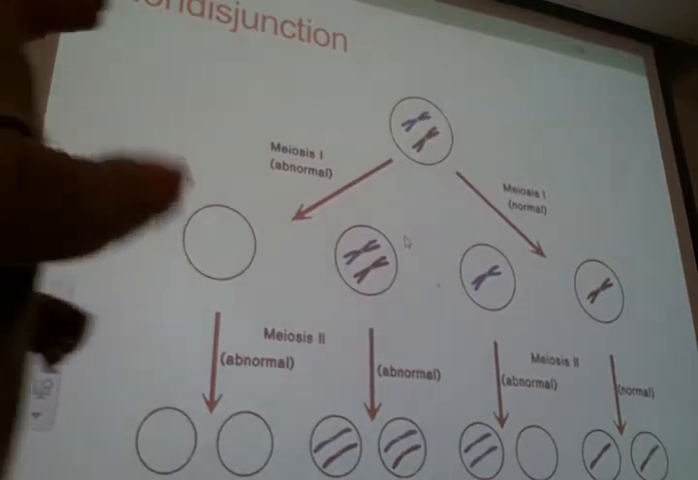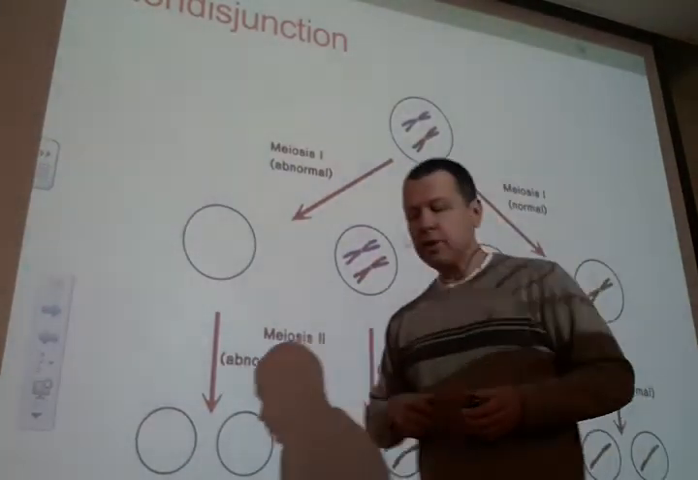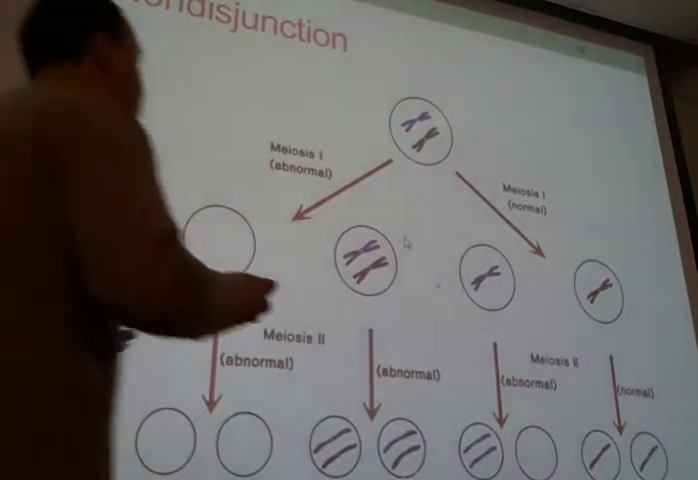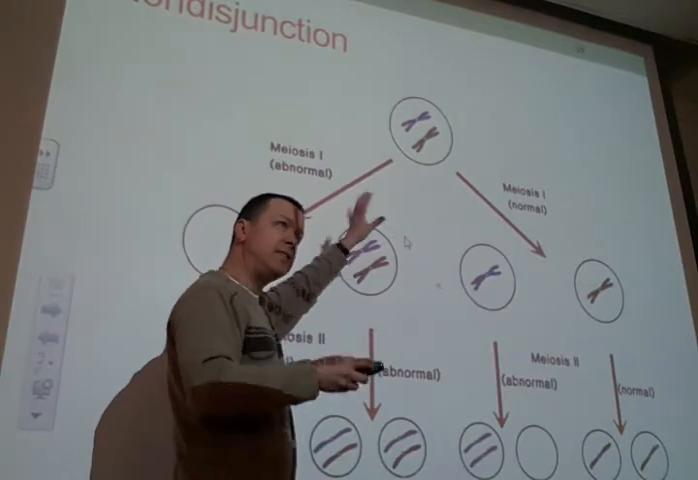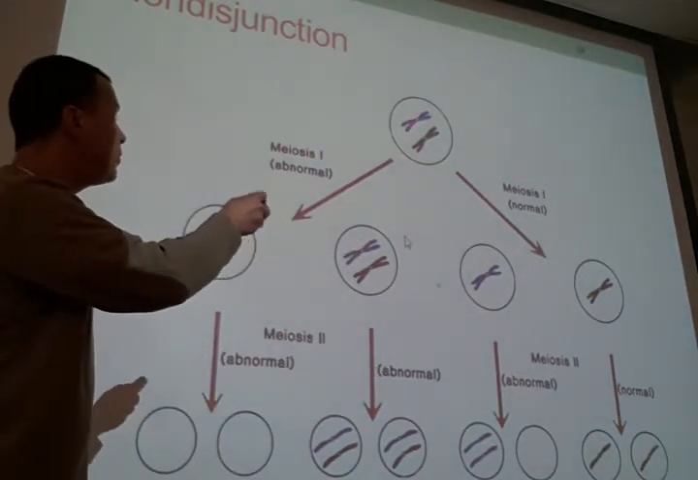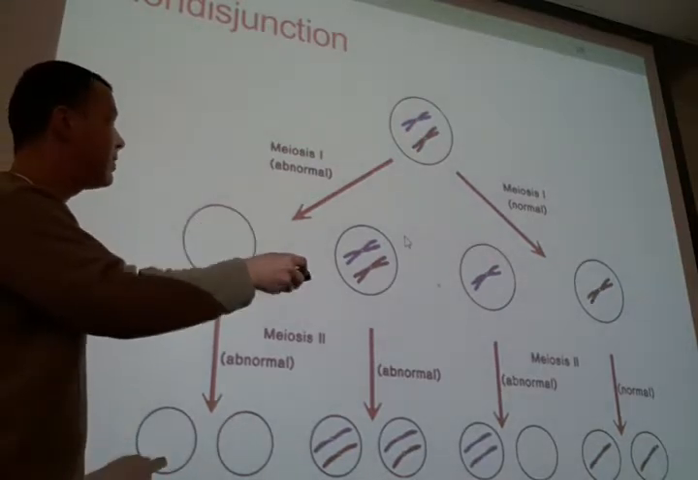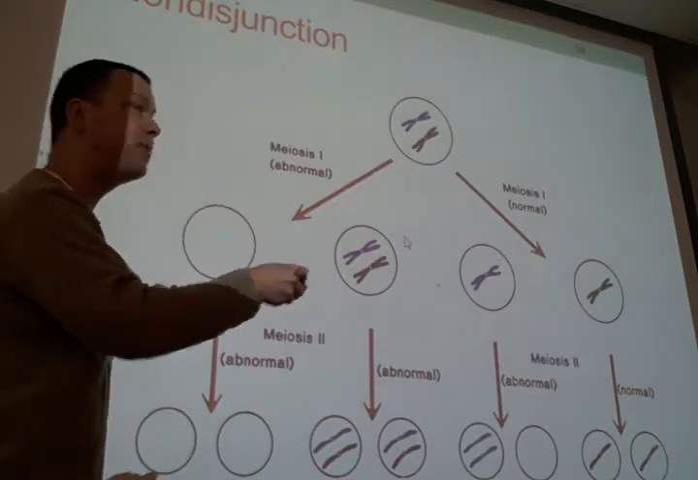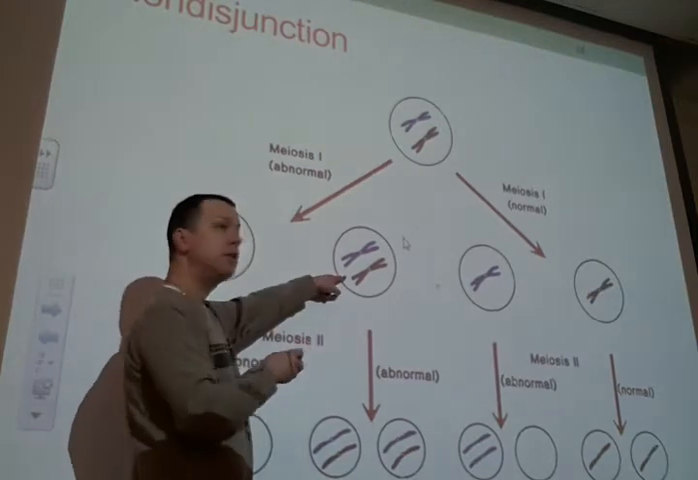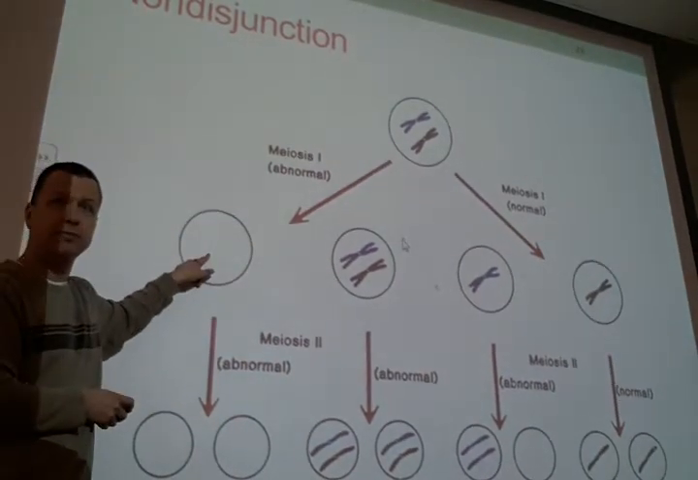When it doesn't work well, that process is called non-disjunction, where chromosome pairs don't work the way they're supposed to. So we're going to focus on just one pair that's not going to work correctly. So what's supposed to happen? We're supposed to, at meiosis 1, separate the pairs. So the blue one would go there, the black one would go there. That's what's supposed to happen. But sometimes they don't separate correctly. So both copies go to one cell, and that cell gets no copies of that chromosome.